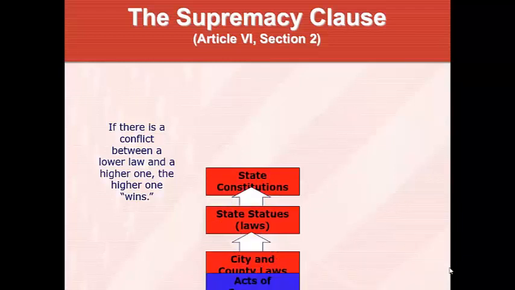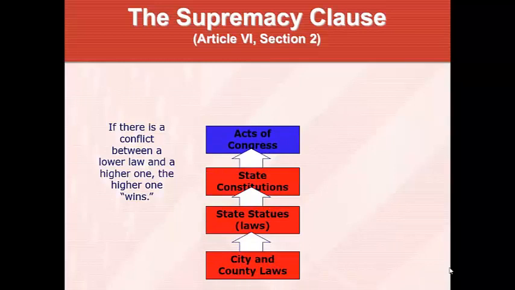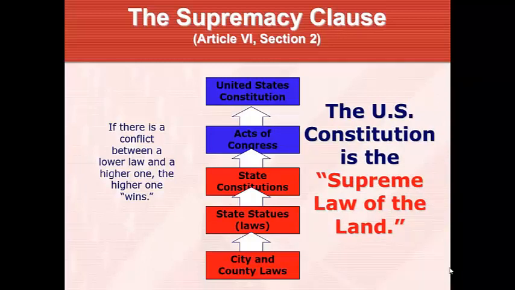And then we have our state constitutions, followed by acts of Congress, red being the states, blue being the federal government. We're talking about the federal Congress. And then the United States Constitution, which is essentially the law of the land. This is the highest supreme law and basically has the last say.